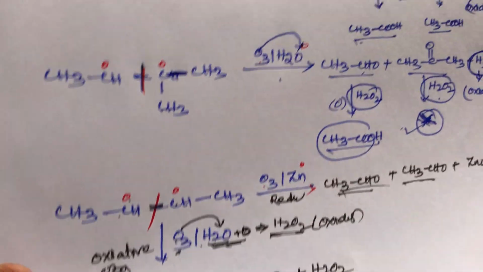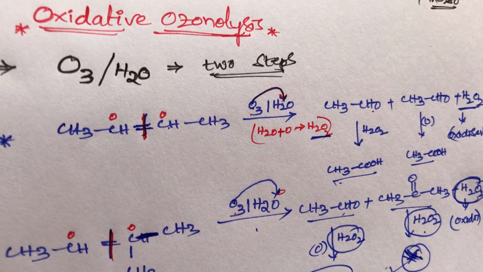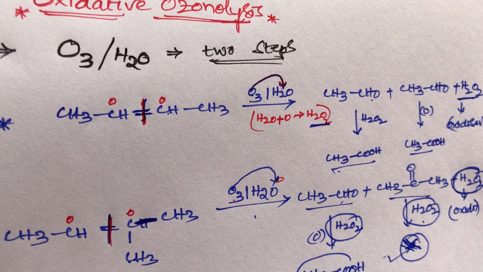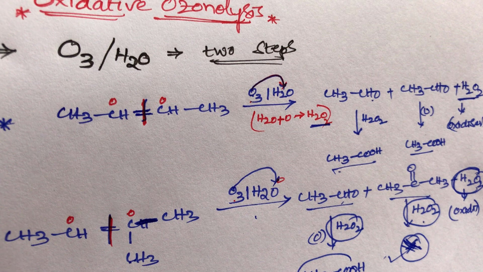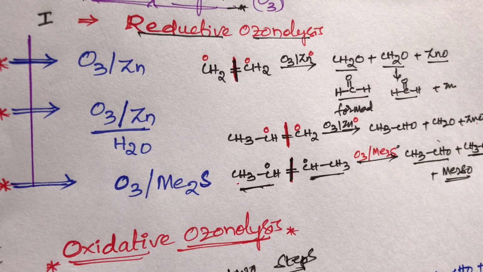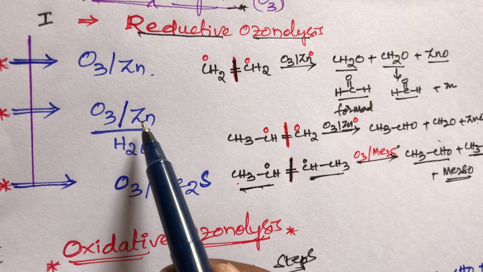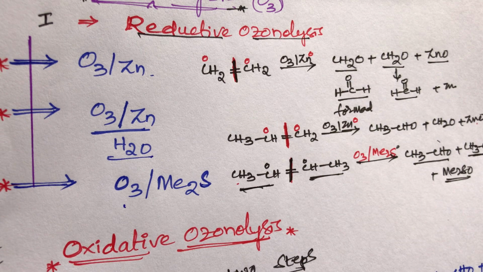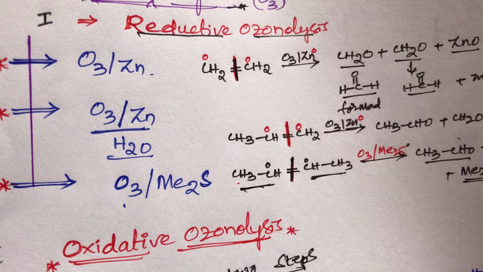This ozonolysis is classified into two types, that is oxidative ozonolysis and reductive ozonolysis. Oxidative ozonolysis, what are the reagents, students? That is O3 by water. It is a two-step reaction. But for reductive ozonolysis, I gave three reagents: O3 by Zn, or O3 by Zn in the presence of water, or O3 by dimethyl sulfide. This is very important, students.